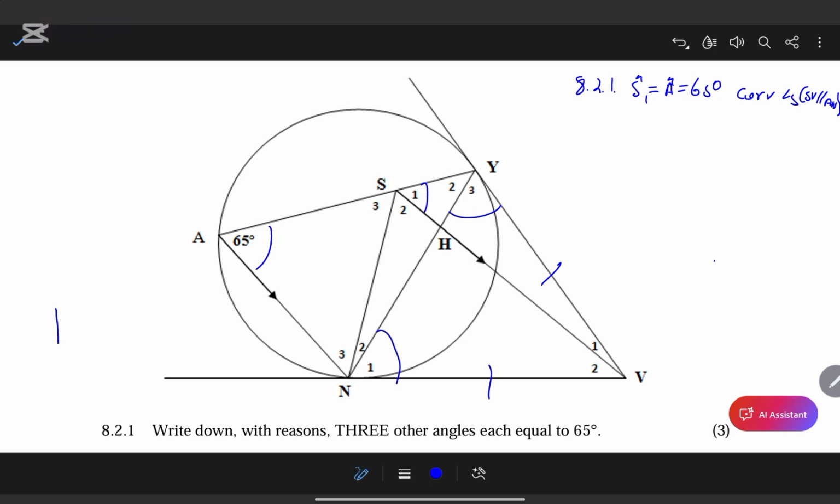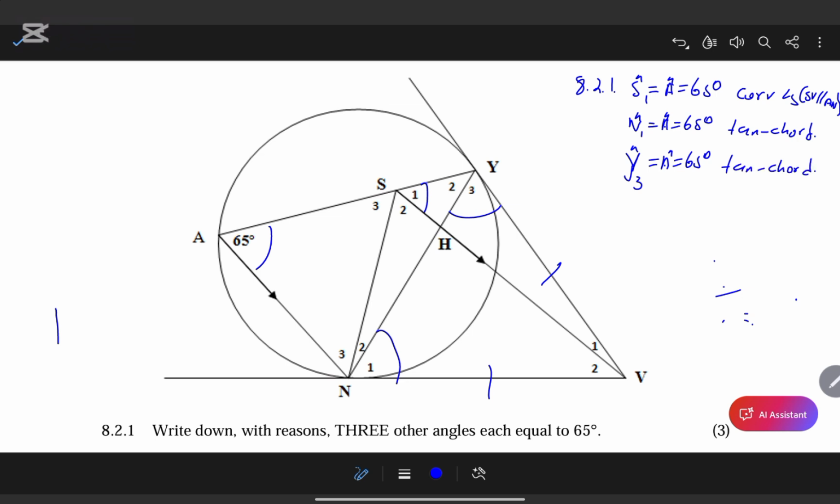Which other angle is equal to A? The other angle is angle N1. Angle N1 is equal to angle A, which is 65 degrees. And the reason is this is tan chord. And the other angle is angle Y3. Angle Y3 is equal to angle A, which is equal to 65 degrees. That is also by tan chord.